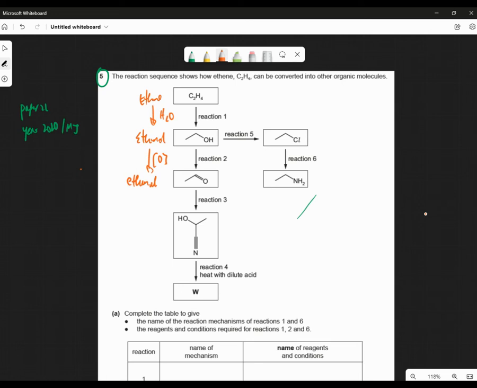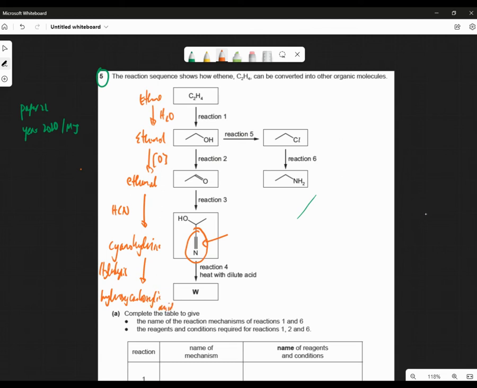Then we've added a CN group to this. So we've added HCN, and we've got this thing called a cyanohydrin. I don't know the exact name of this one, but we'll figure it out later. Then we heat with dilute acid, and when you heat or hydrolyze one of these, the CN group turns to a carboxylic acid. So we're going to get a hydroxy carboxylic acid here.